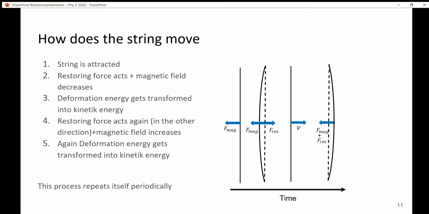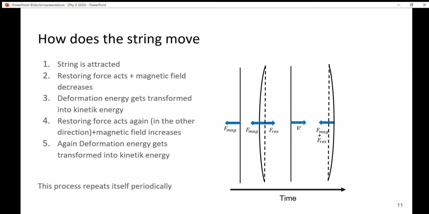Now, how does the string move? You can basically say it in 5 points, and this process repeats itself periodically. So the first point: the string is attracted by the magnetic field of the electromagnet. So a magnetic force is acting on the string and pulls it towards the electromagnet.